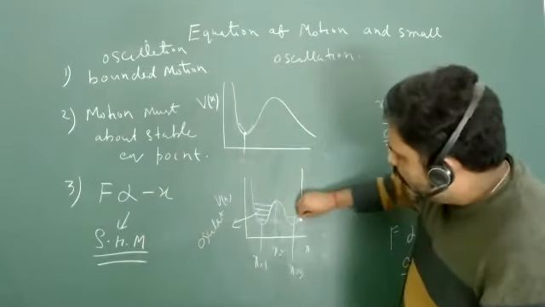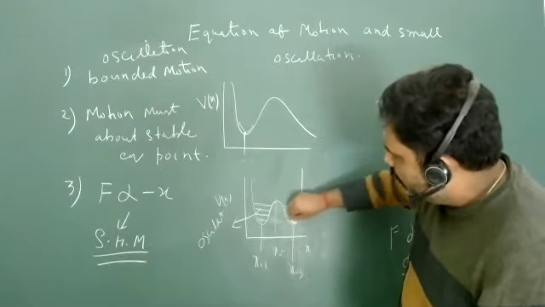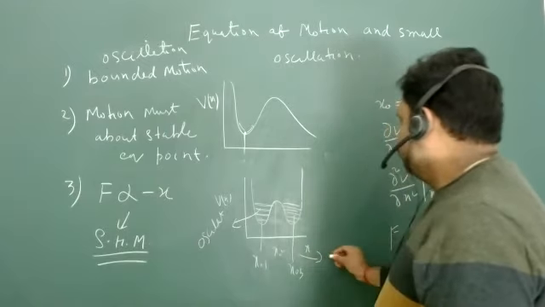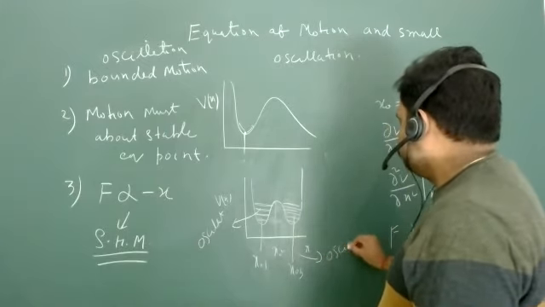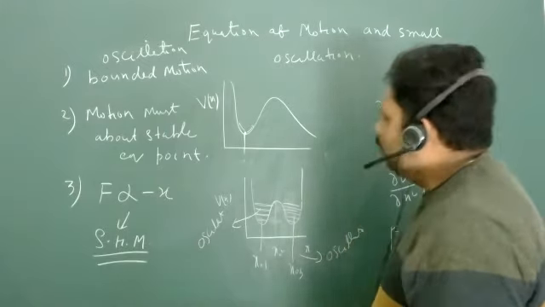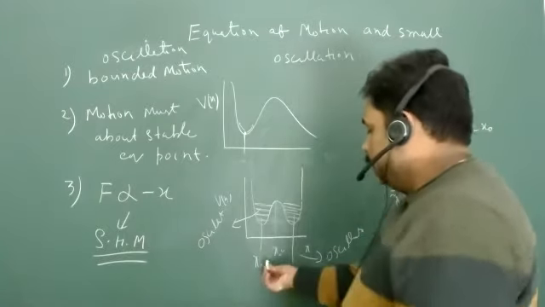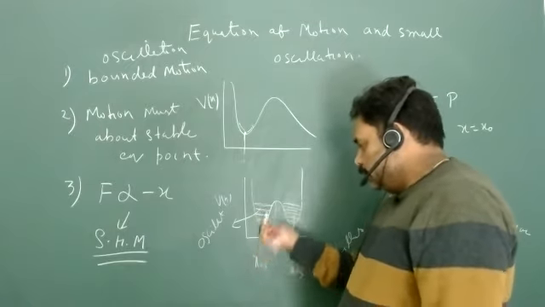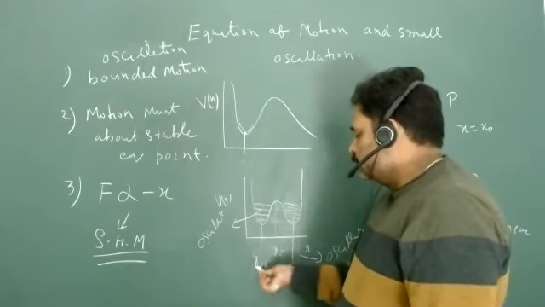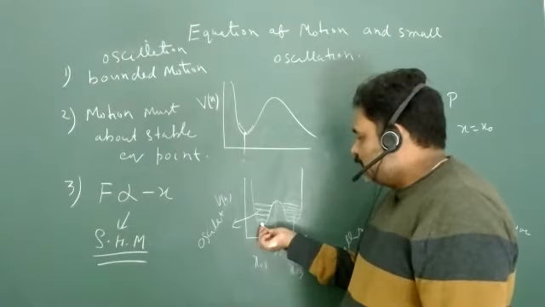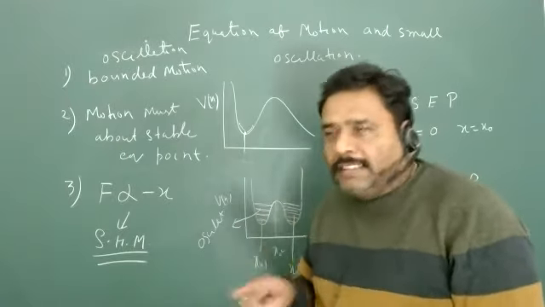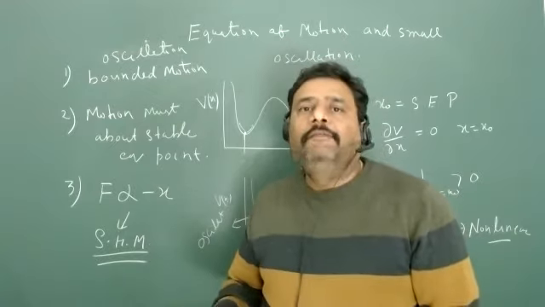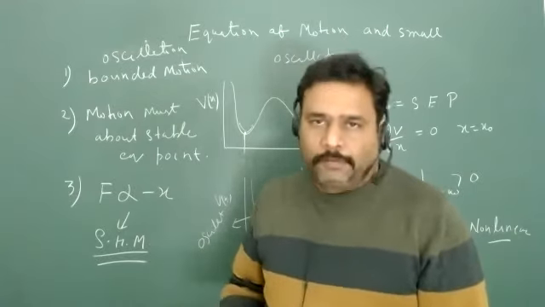Similarly, if the particle is bounded between this region, this can also be identified as oscillatory motion. But I am watching each and every motion with respect to the point x equal to x01, which is identified as a stable equilibrium point. Unless you have a stable equilibrium point, the particle will not feel the restoring force.